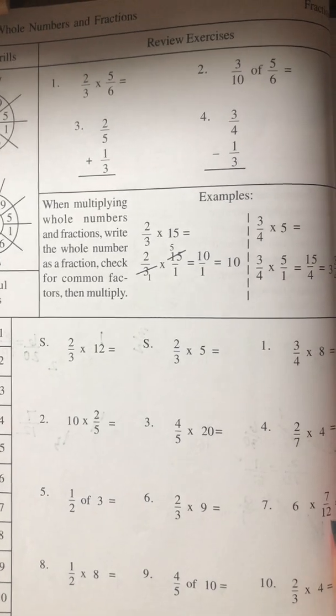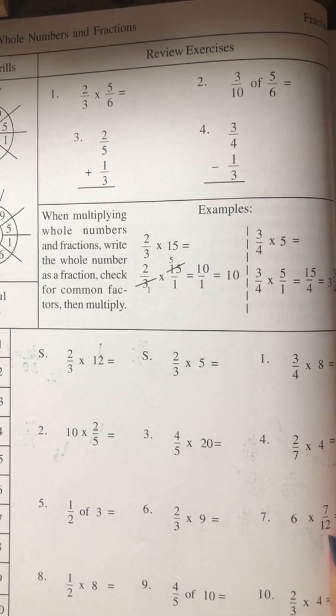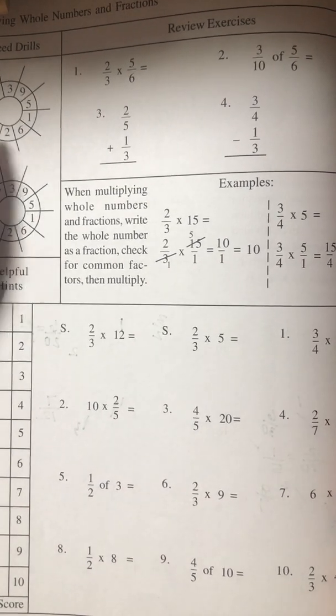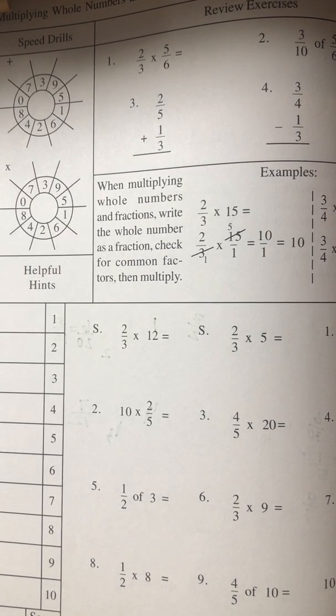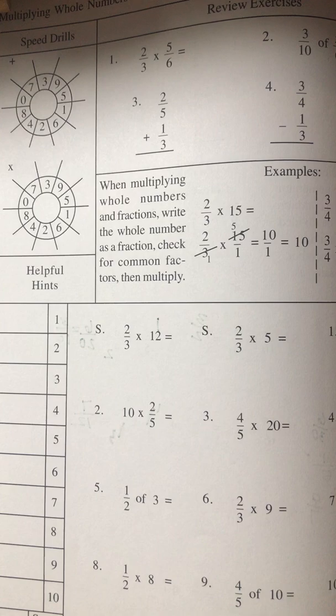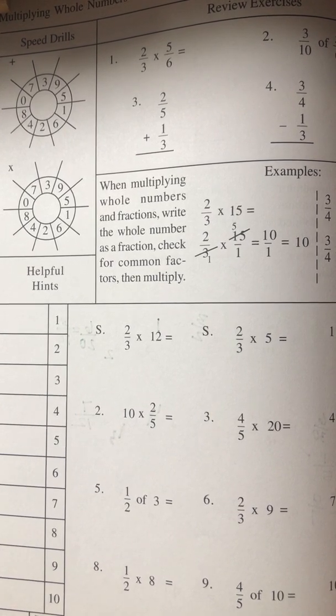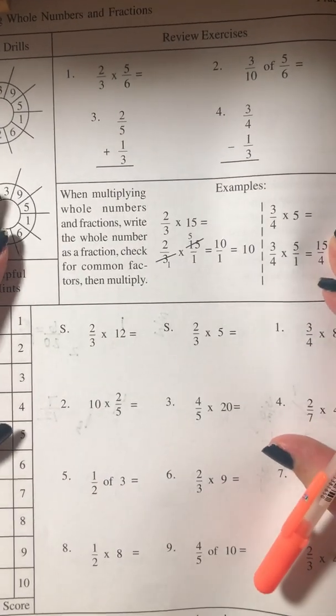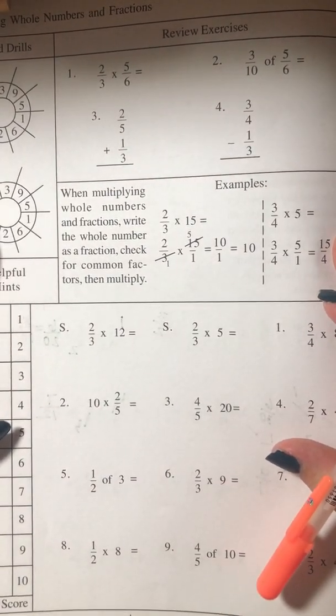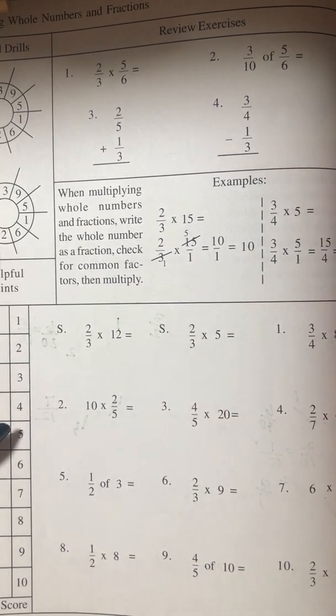As soon as you're done completing your review exercises and your speed drills, we will start on our new exercises for multiplying whole numbers and fractions. I think that you'll find this a little bit easier because you're only doing one extra step. So let's read the directions first.